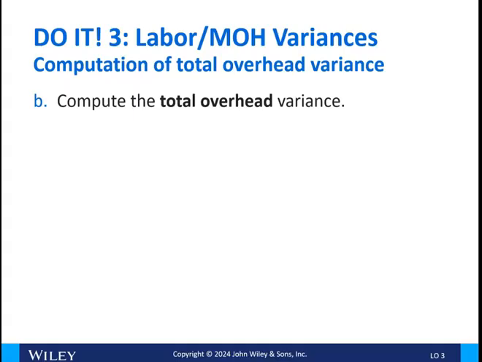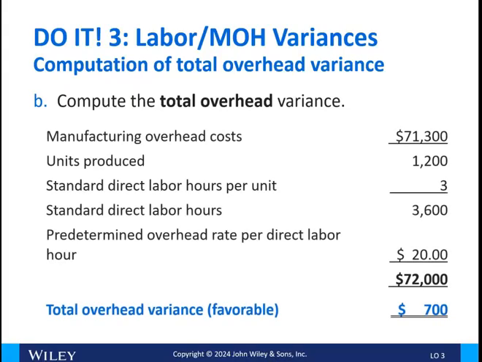Now the total overhead, we're going to look at our total manufacturing costs, $71,300, and then compare that to our standard overhead or overhead applied. So we take our units produced again, 1,200, standard direct labor hours per unit of 3, so 3,600 direct labor hours, times our predetermined overhead rate, our standard overhead rate of $20 per hour. So we applied $72,000 of overhead, which was more than our actual. So we have a favorable overhead variance of $700.